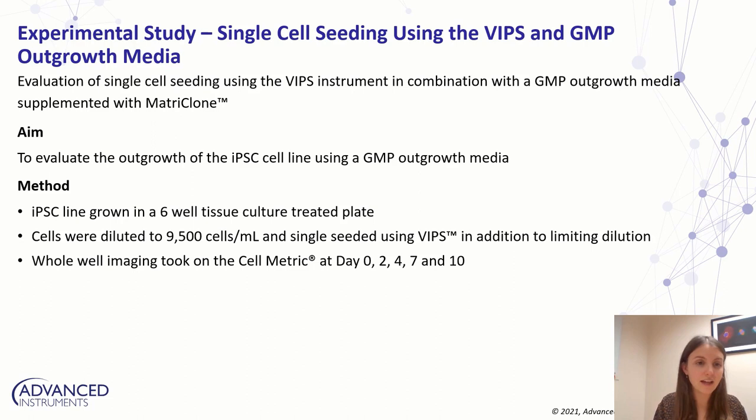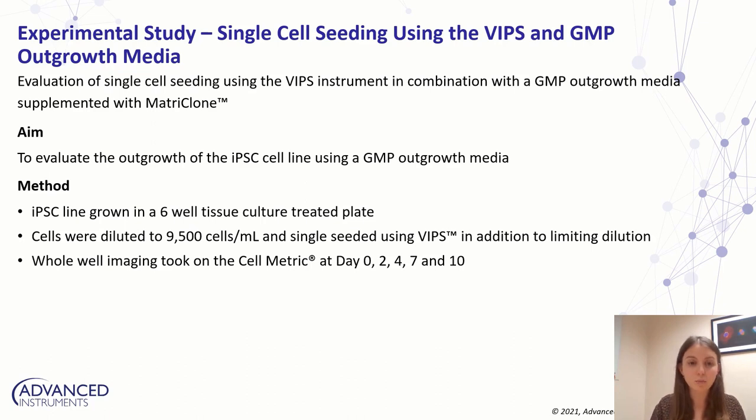For this study, the iPSC cell line was again grown onto a 6-well tissue culture treated plate. On the day of seeding, a well was chosen which was 40 to 50% confluent, and the cells were lifted and diluted to 9,500 cells per mil for single cell seeding using the VIPS. As part of this study, we seeded 5 96-well plates using this VIPS instrument, but alongside this we also seeded 5 plates using the traditional method of limiting dilution.